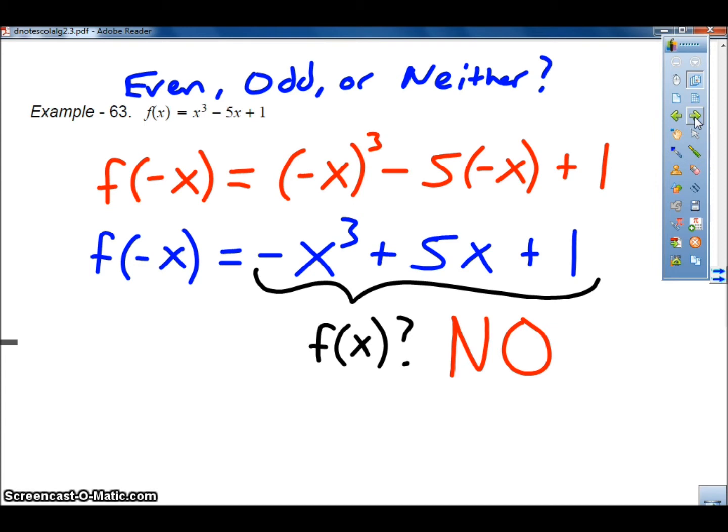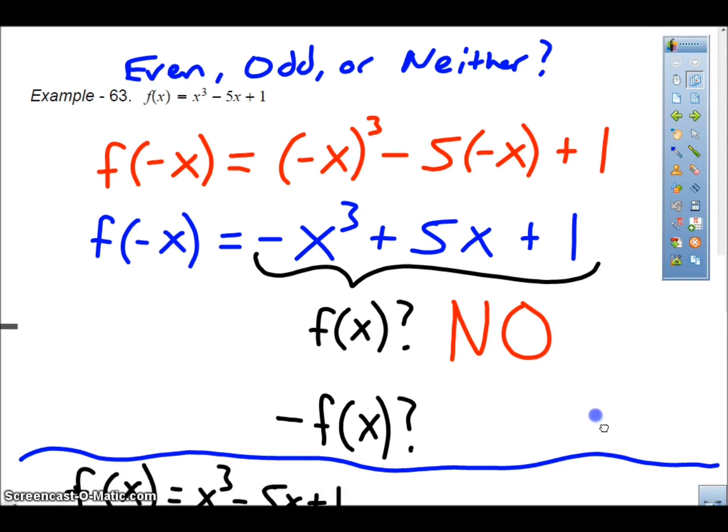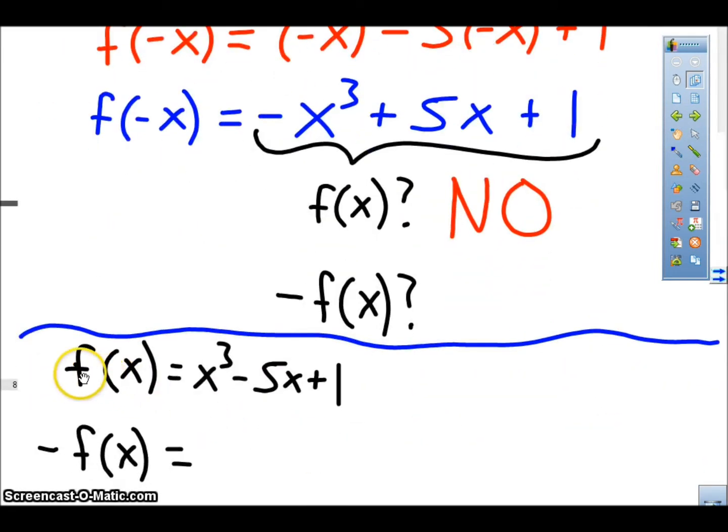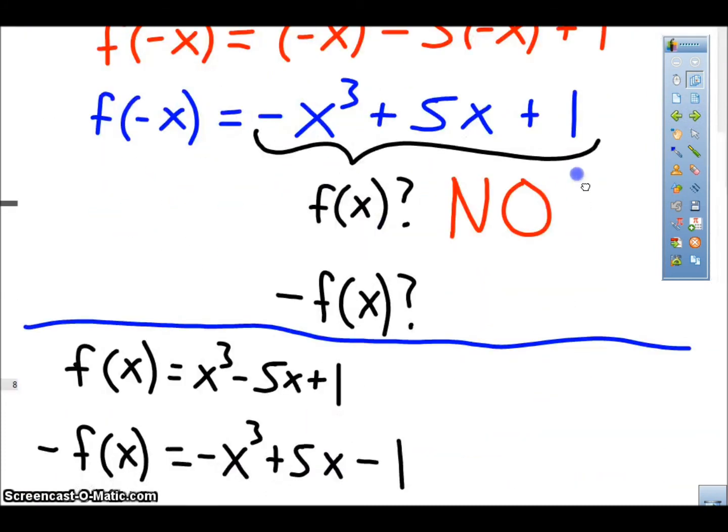this is not an even function. To determine if it's an odd function, you want to determine if what we got here is the negative of the original function that we started with. So the negative of the original function, we can do a quick calculation to see what that looks like. Down here, I'm going to take the original function and multiply a negative sign to both sides. If I multiply a negative to the left-hand side, I'll do the same thing to the right-hand side, and I'll end up with negative f of x equals, distributing the negative, negative x to the third power plus 5x minus 1.